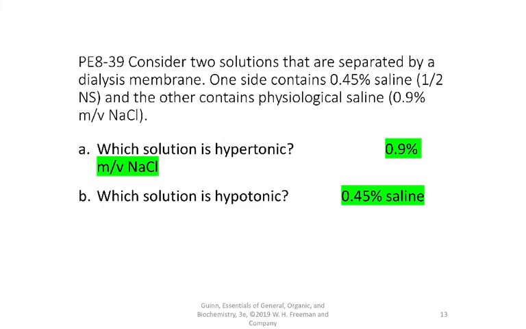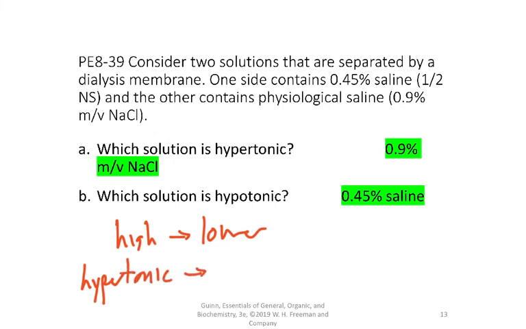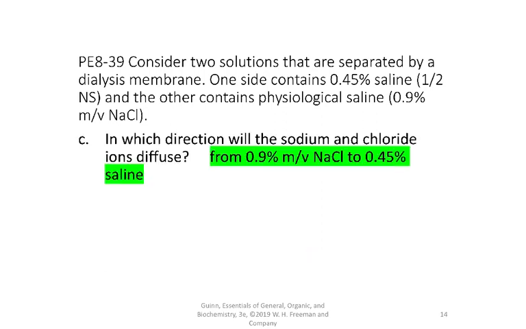So question C, in which direction will the sodium and chloride ions diffuse? Well, it always goes from high to low, right? Which can also be now thought of as from hypertonic to hypotonic. So it will diffuse from the normal to the half normal saline. And how will the concentrations of each solution change? Well, the higher solution will decrease, or the hypertonic will decrease in concentration. The hypotonic will increase in concentration until they're the same, till they're isotonic.